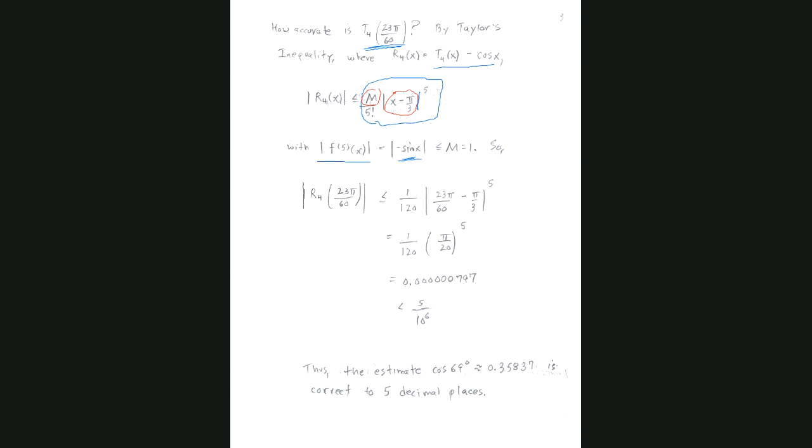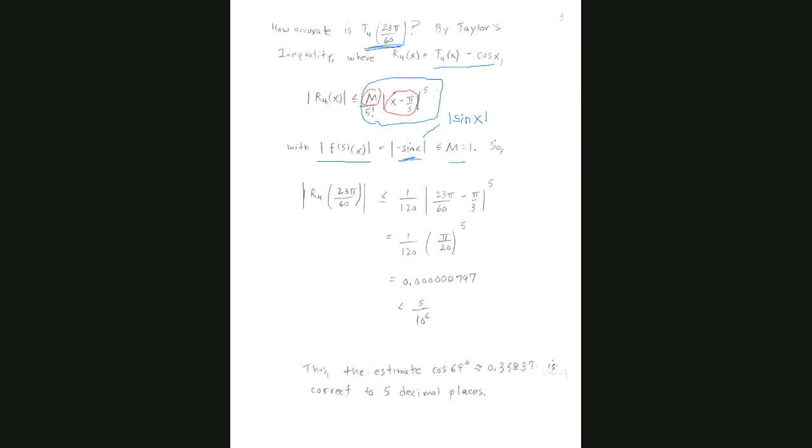So, the sine, cosine, negative sine, negative cosine. In this case, the absolute value of negative sine of x is the absolute value of sine of x, right? The absolute value of the sine of x is always between 1 and negative 1. So it is never going to be more than 1. So to make things easy, we'll just take M equal to 1.